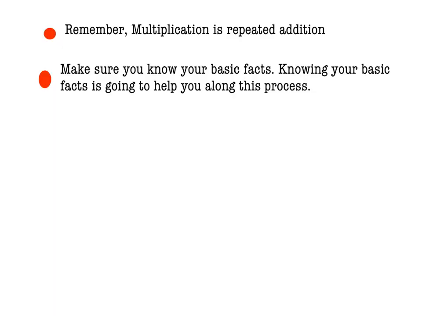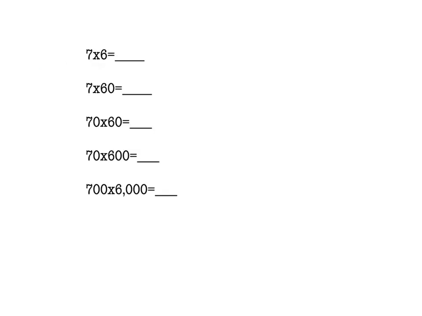There are two things that I want you guys to remember. Multiplication is repeated addition, meaning 7 times 3 is 7 plus 7 plus 7. And also make sure that you know your basic facts. Knowing your basic facts is going to help you along this process going into bigger number multiplication. We're extending the numbers, so knowing your basic facts is going to help you. That's the big one.